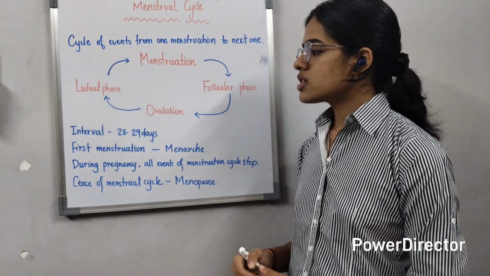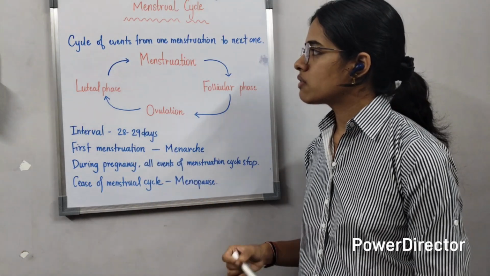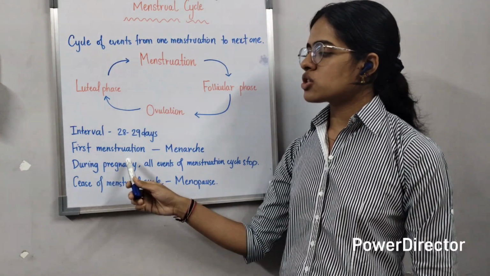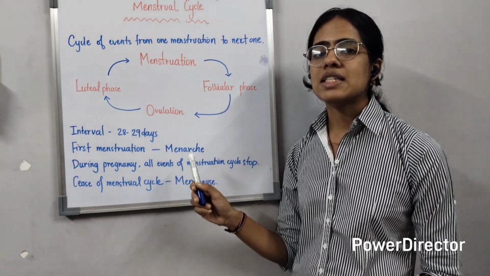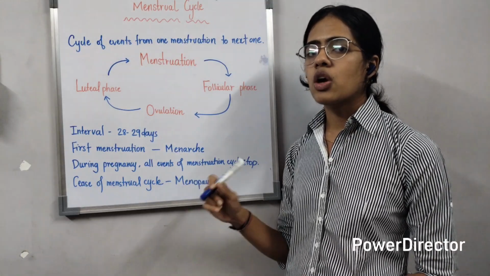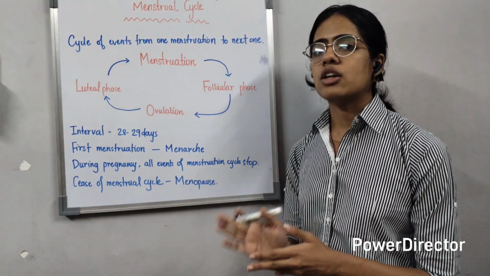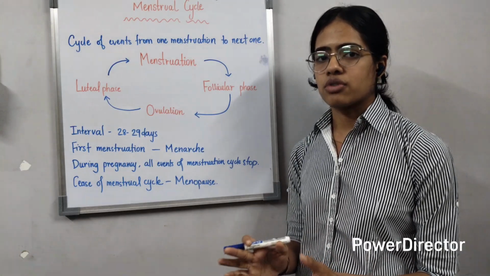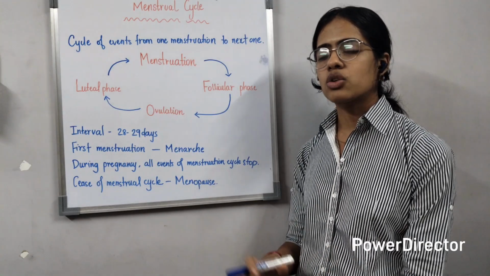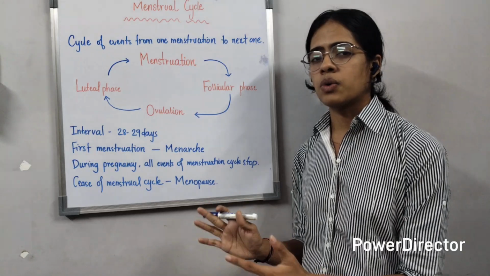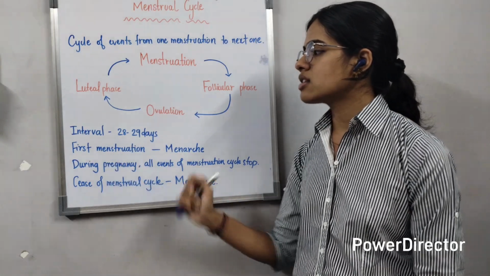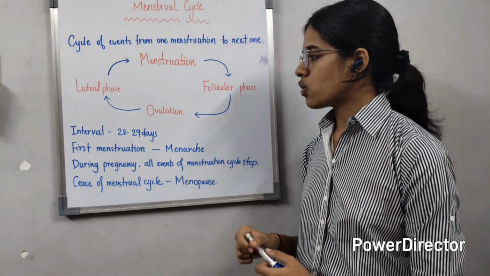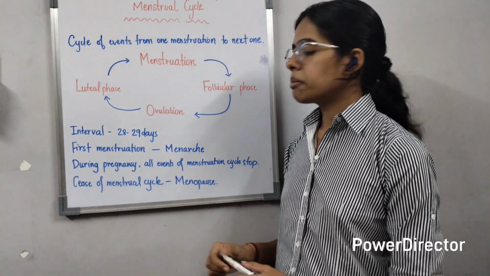Now, some facts about menstruation we will cover first. First menstruation is termed as menarche, and this usually occurs to females during their puberty, from the age of 13 to some 19 or 20 it may go. So that is when the first period, that is the menarche, occurs.